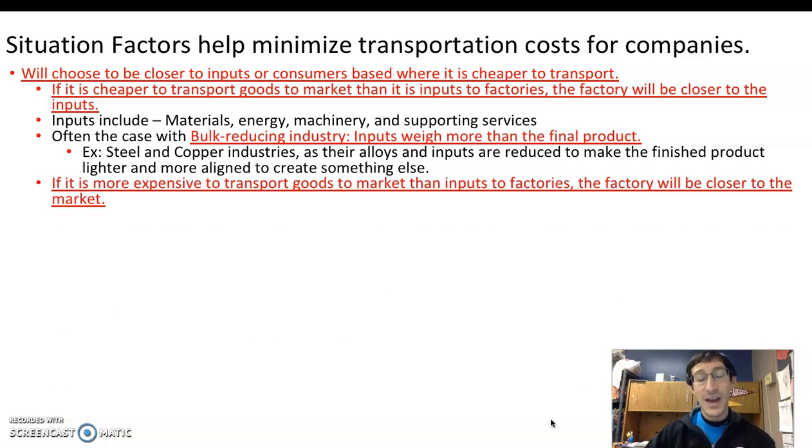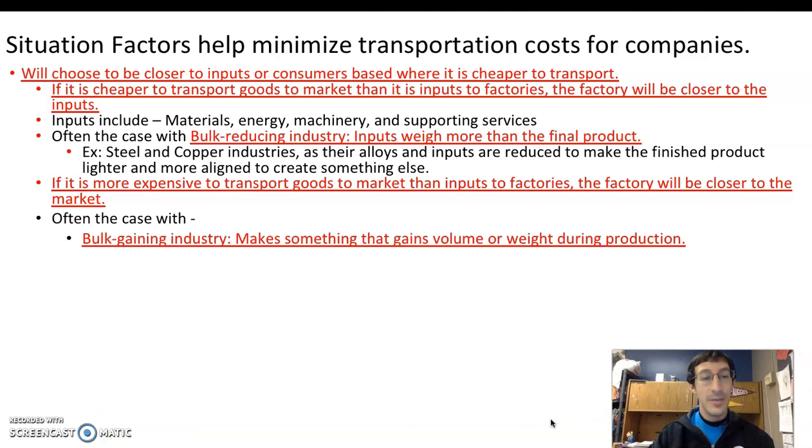Now, if it's the opposite, where it's more expensive to transport goods to the market than it is to transport inputs to the factory, the factory is going to be located near the market. This would be an example of a bulk gaining industry, where the final product is actually going to weigh more than it does in its initial forms.